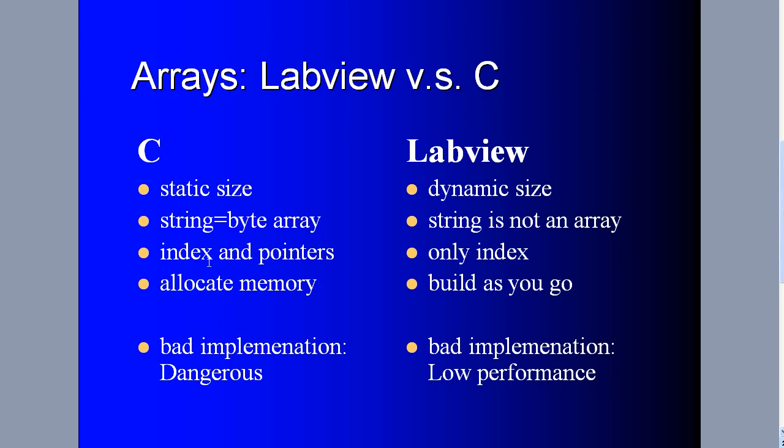In C, you are going to use index and pointers to address the array. And in LabVIEW you don't have pointers, you only have the index. Then in C you need to allocate memory yourself. So if you are going to use an array, you have to allocate some memory. And if you don't use the array anymore, you have to clear the memory.